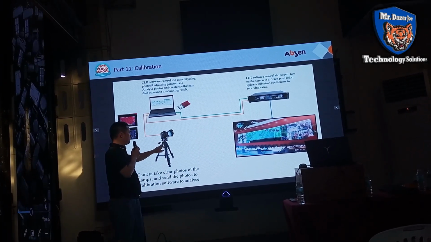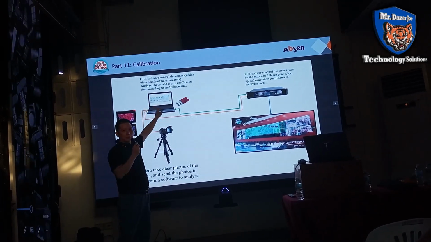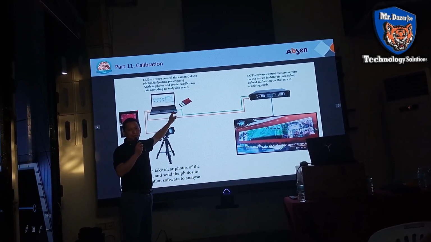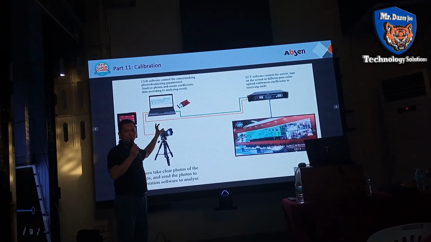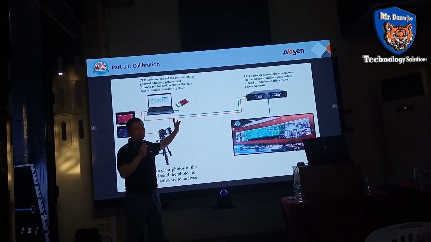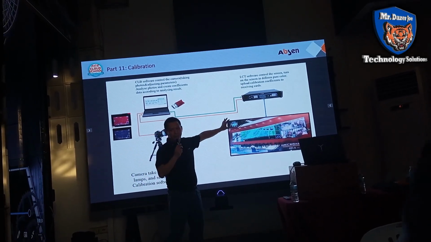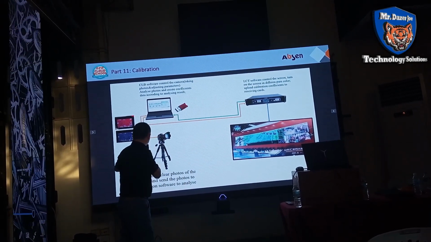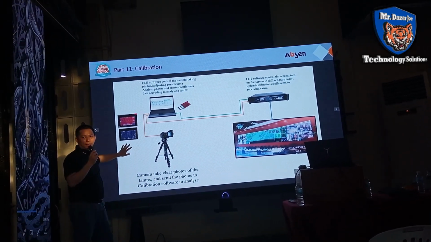And then the camera will send the photos to the CLB software. The software will analyze the photo and create a command to control each pixel. Let me give you one example.